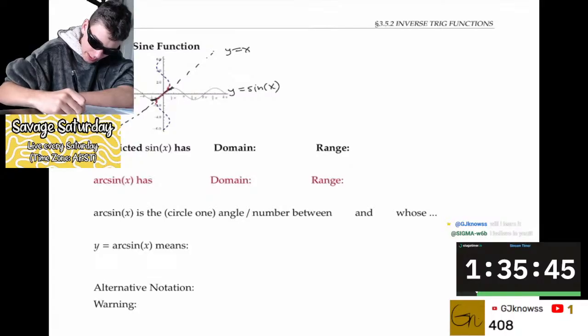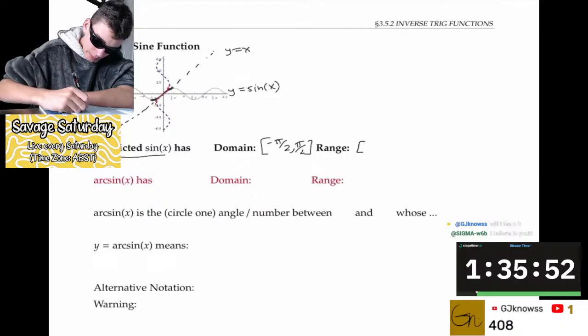Although regular sine x has domain from negative infinity to infinity, our restricted sine x has domain from negative pi over 2 to pi over 2. Its range is still from negative 1 to 1, just like the regular sine x, because I've taken the biggest possible piece of the graph whose flipped version is still a function.